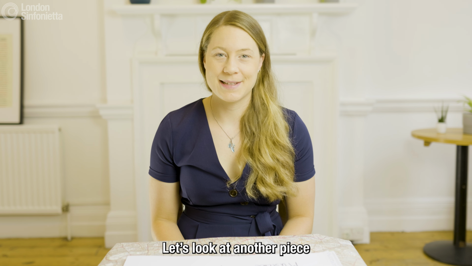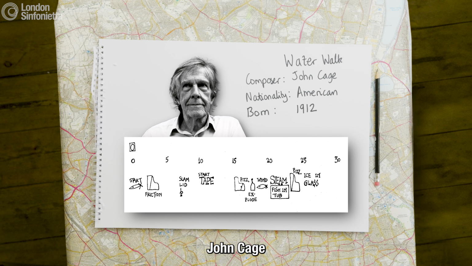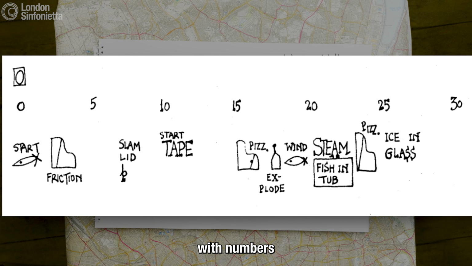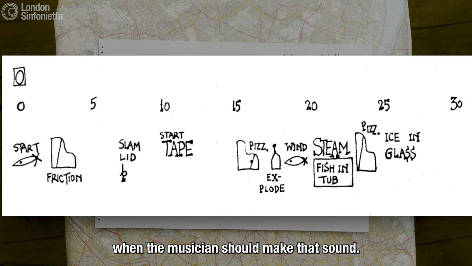Let's look at another piece of mapped out music. In Waterwalk, John Cage uses a musical timeline, with numbers along the top of the piece indicating when the musician should make that sound. This piece features lots of unusual instruments. Can you guess what they might be from their symbols?